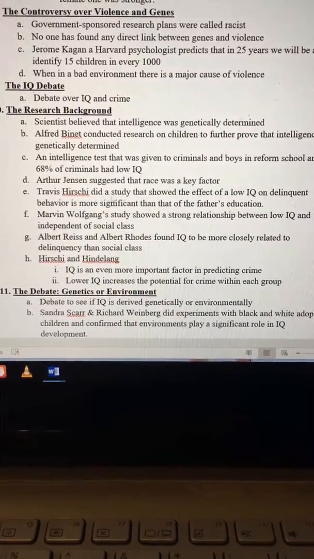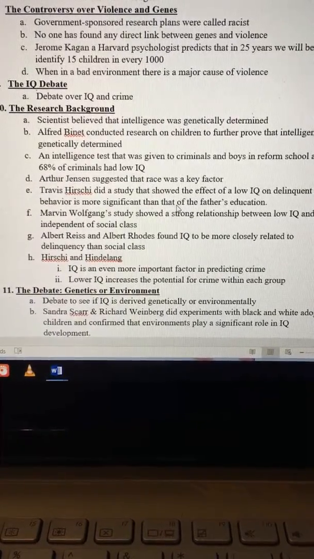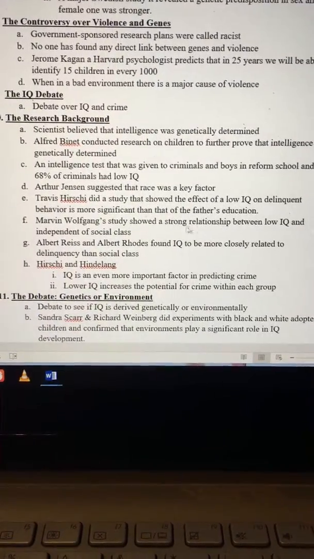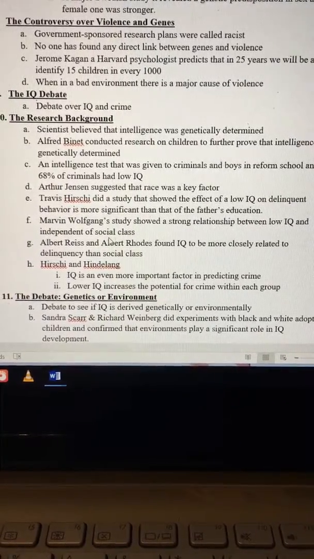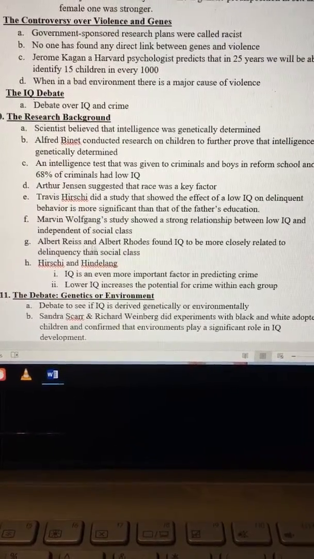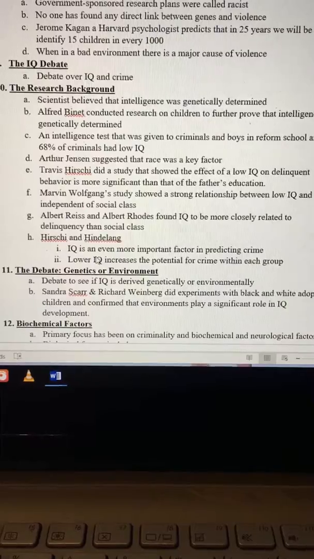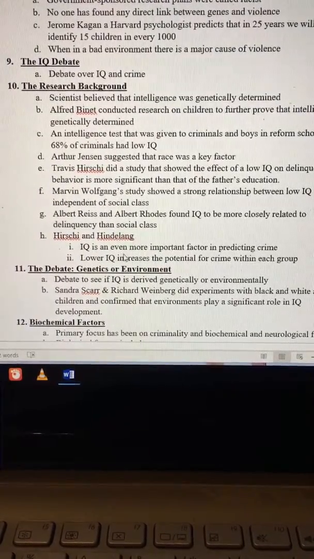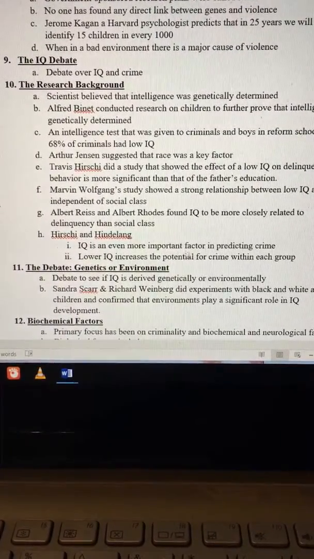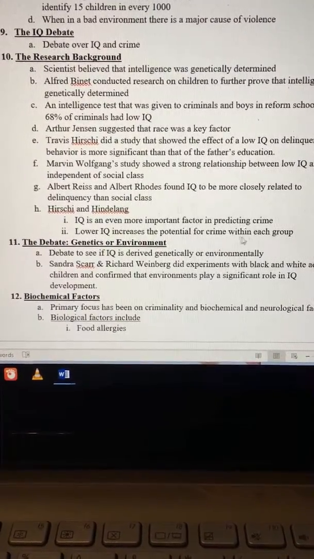Travis Hirschi did a study that showed the effect of low IQ on delinquent behavior is more significant than that of the father's education. Marvin Wolfgang's study showed a strong relationship between low IQ and delinquency, independent of social class. Albert Reiss and Albert Rhodes found IQ to be more closely related to delinquency than social class. Hirschi and Hindelang said IQ is an even more important factor in predicting crime. Lower IQ increases the potential for crime within each group.